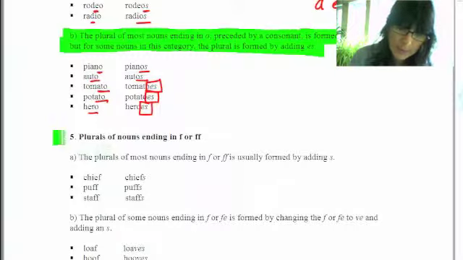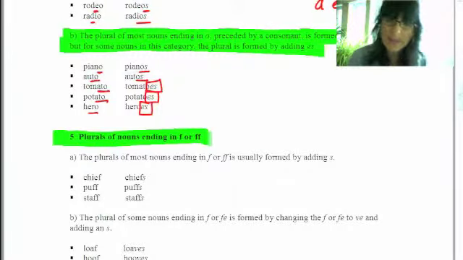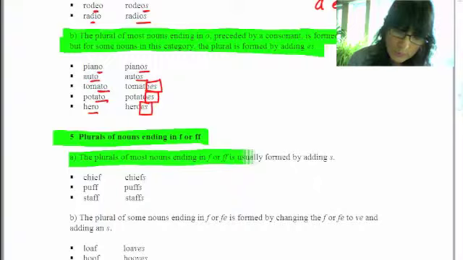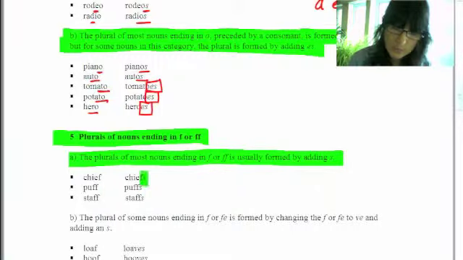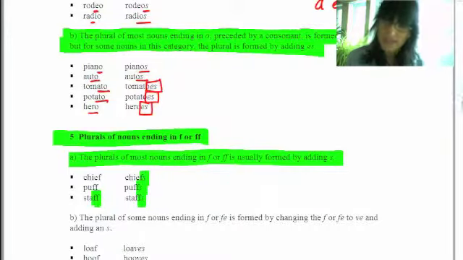The plural of nouns that end in F or double F. So you have a noun that ends in either one F or two Fs. What do you do? Well, you simply add an S. So chief becomes chiefs. Puff, even though there's two Fs, you just simply add the S after. And staff, ending in an F, you just add the S for staffs.